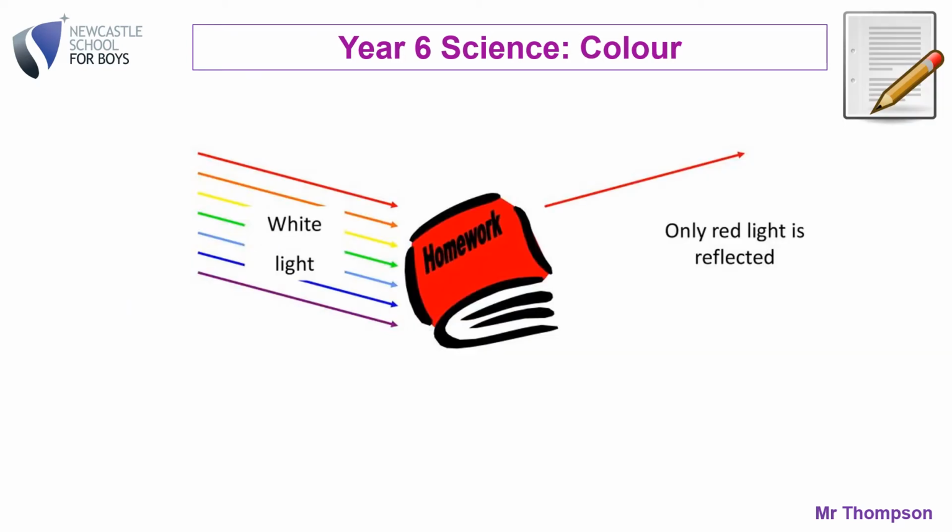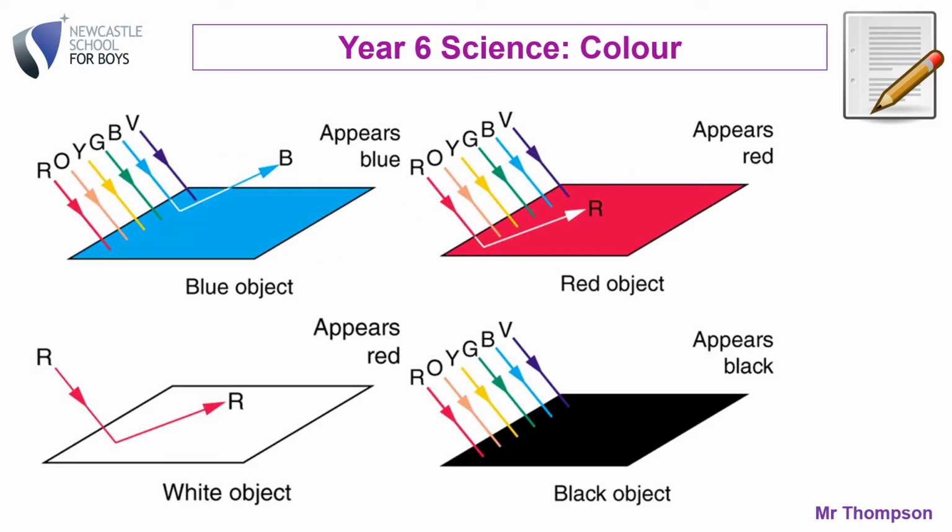So white light, you now know from the video, is made up of all colours. There's 7 colours: red, orange, yellow, green, blue, indigo, violet. When white light shines on an object which has red pigment, it will absorb all of the colours except red. And it's only red that gets reflected, and therefore the book appears red. So you can draw that diagram again if you want to, take a screenshot and copy and paste it into your book. Here's 4 more.